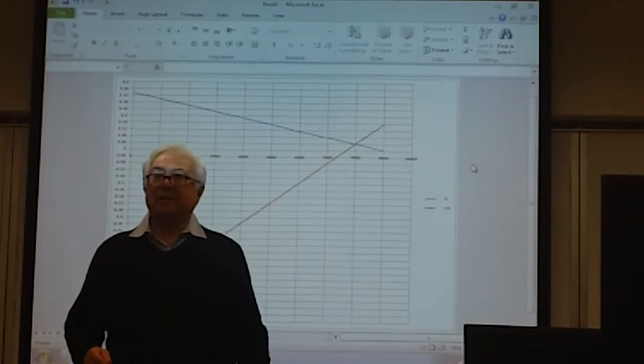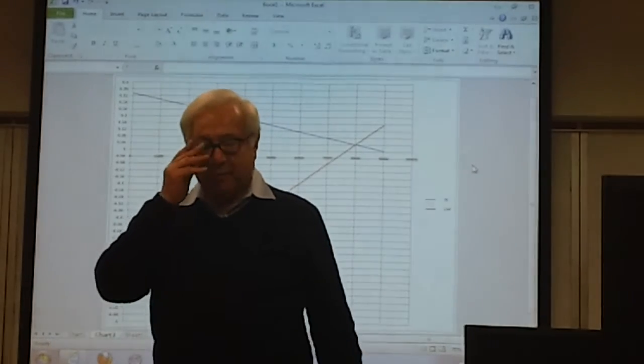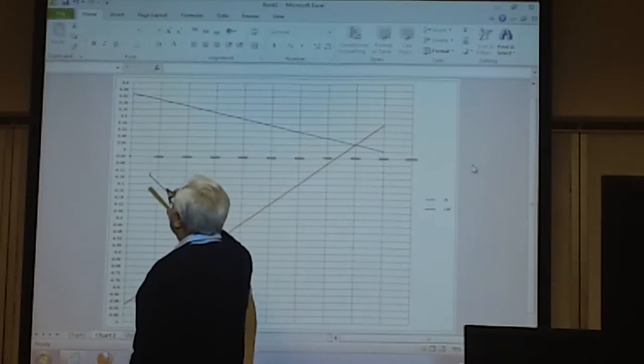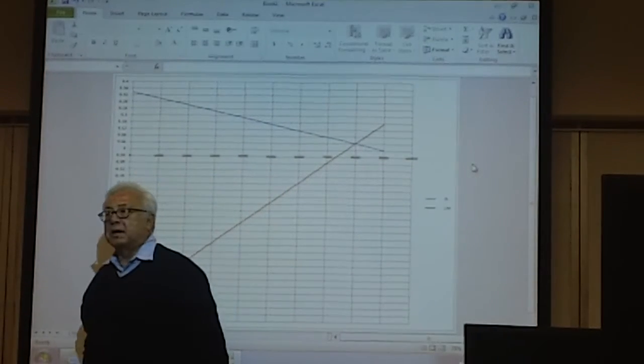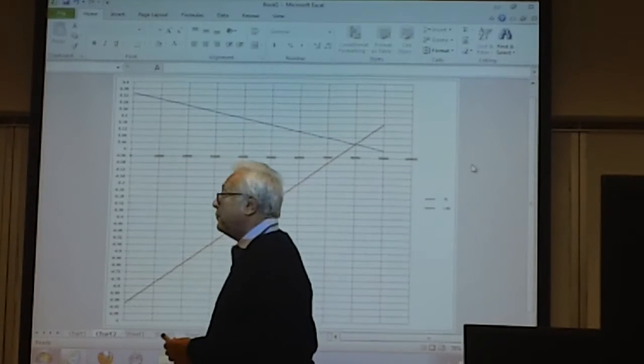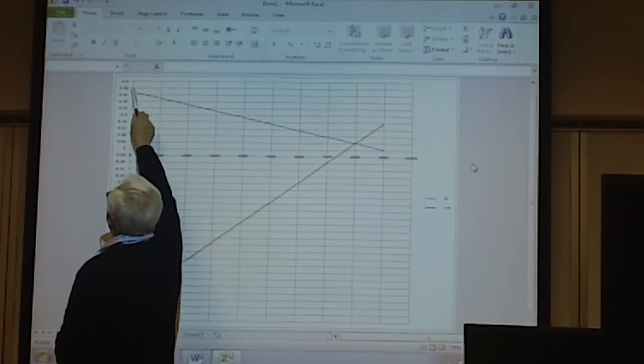Now, let me ask you, what happens if government spending were to increase? What would happen to this point over here? If the government increases government spending? It'd go up, right? That point would move up because it's a positive point. Yeah. If government increases, this would move up.